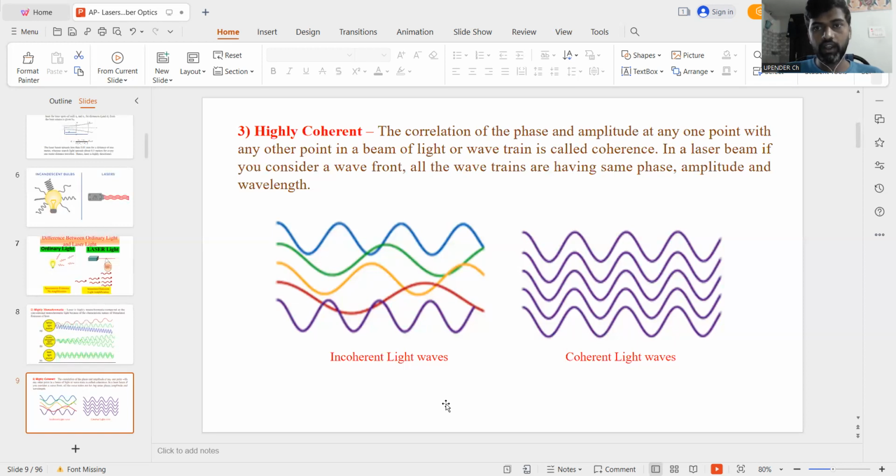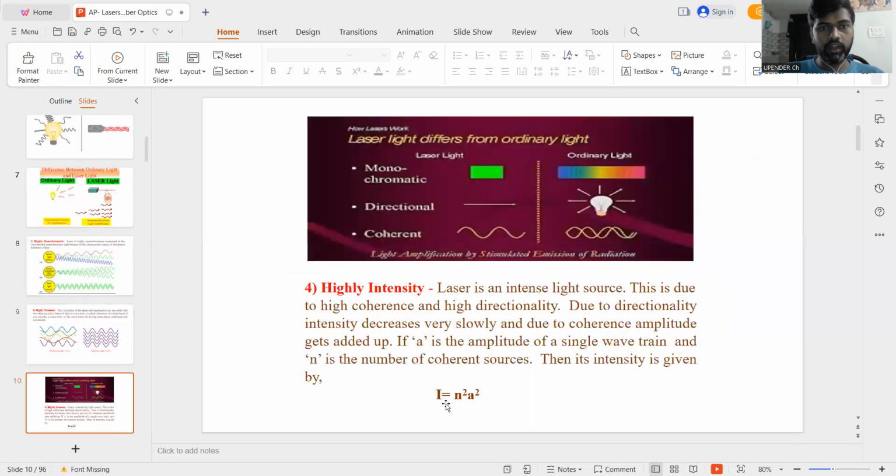To be a coherent source, what are the conditions to be satisfied? The waves generated from the laser should have the same amplitude, the same wavelength, and a constant phase difference or zero phase difference. These are the three conditions that should be satisfied by a coherent source.